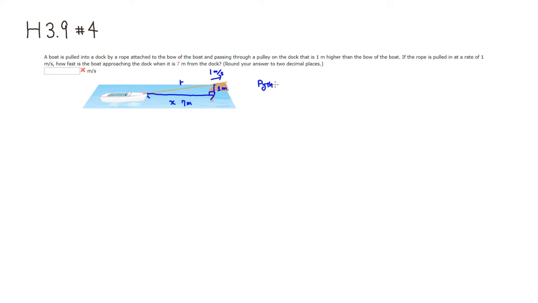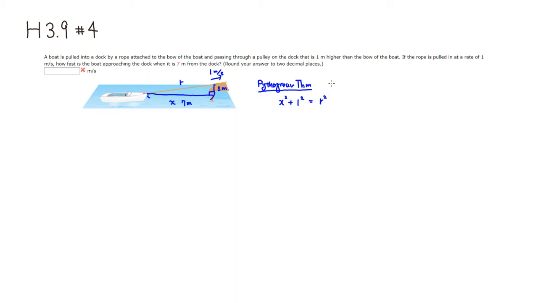By the Pythagorean theorem, we have x squared plus 1 squared is equal to r squared, right?